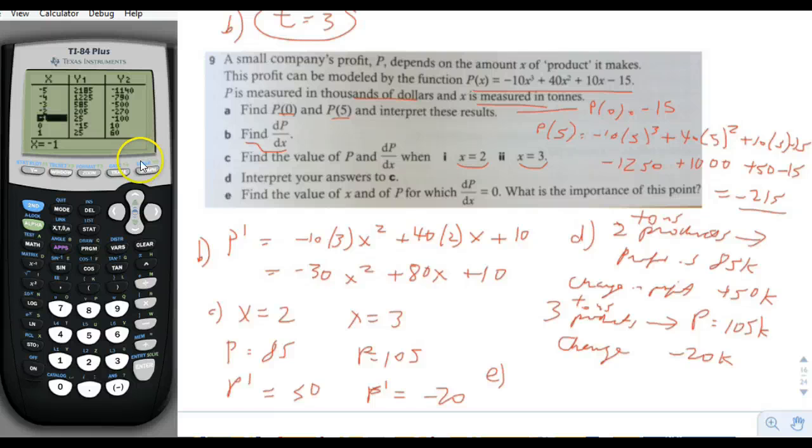Let's see. It looks like there's one here between negative 1 and 0. Is there another one? And there's one here between 2 and 3. Okay, so how are we going to find these 2 points? Well, let's take a better look. We're going to do zoom fit, which is 0, just to graph this a little better.